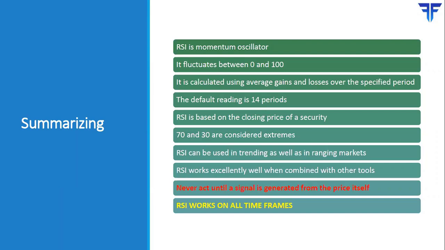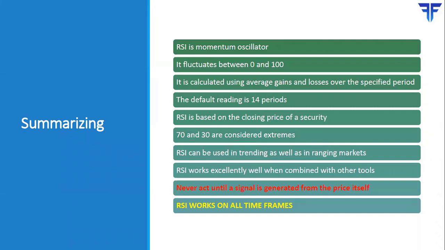RSI is based on the closing price of security, as you know. 70 and 30 are considered extremes, but again, in a trending market, these extreme ranges can change. Now, the beauty of RSI is that not only can it be used in trending market, but it can be used in ranging markets as well.